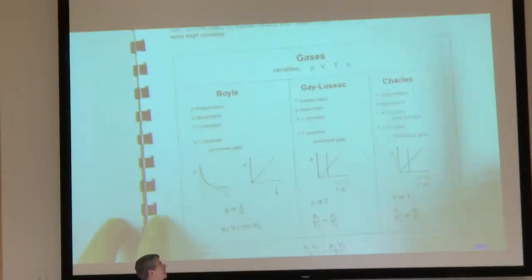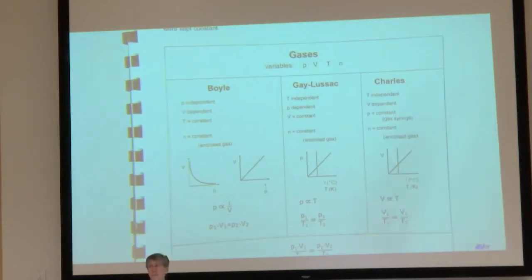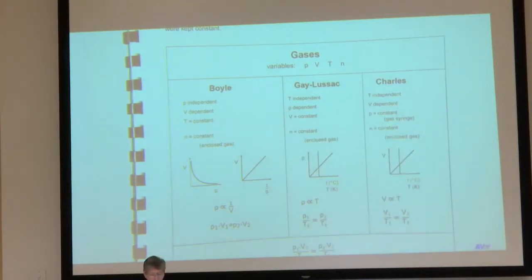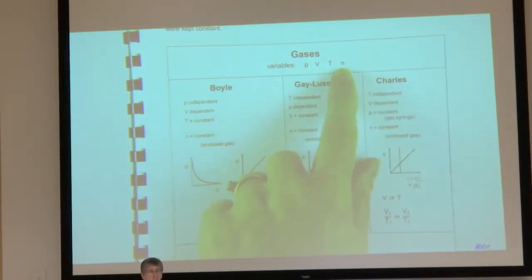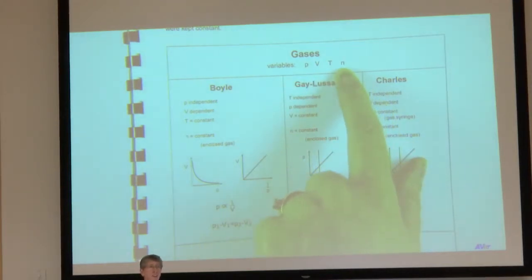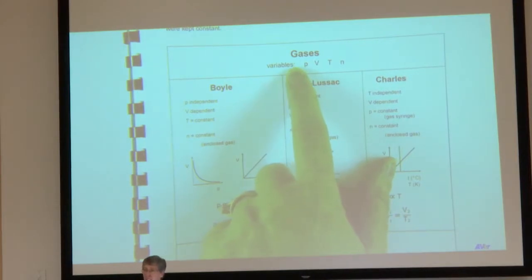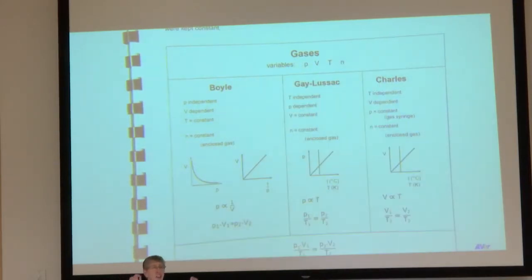Now, let's look at gases. This is something that you did this year, right? Everything about gases. There are 4 variables that influence gas things, right? The pressure, the volume, the temperature, and the number of moles, right? If I have a container and I put in more moles of gas, what's going to happen? It's obviously going to change one of the others, right? So they all influence each other. Changing any one is going to change the others.